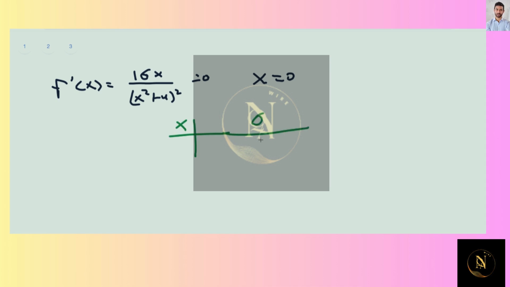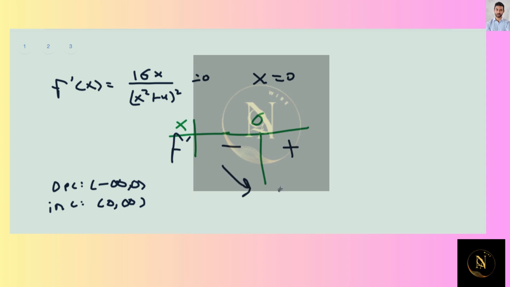So now we create a sign chart, and we look at around 0 for the sign of f prime. If it's less than 0, you get negative values. If it's greater than 0, you get positive numbers. This tells us that it is decreasing from negative infinity to 0, and increasing from 0 to infinity. There is also a local min occurring because it is decreasing and then increasing, so there is a local min at x equals 0.